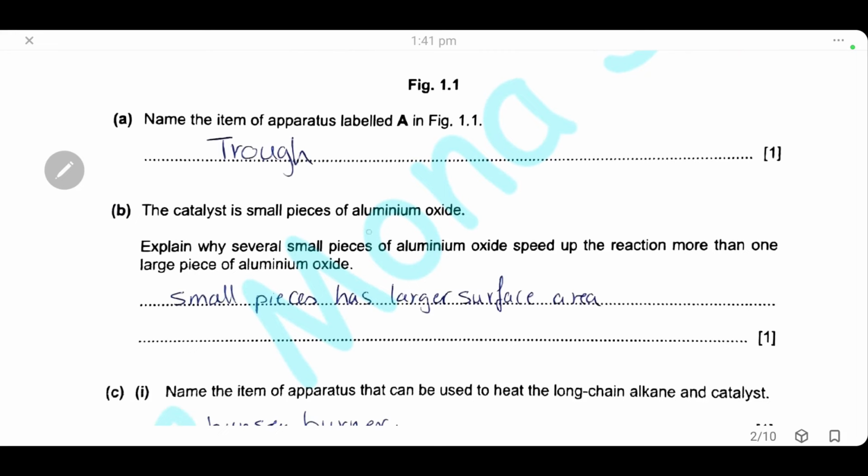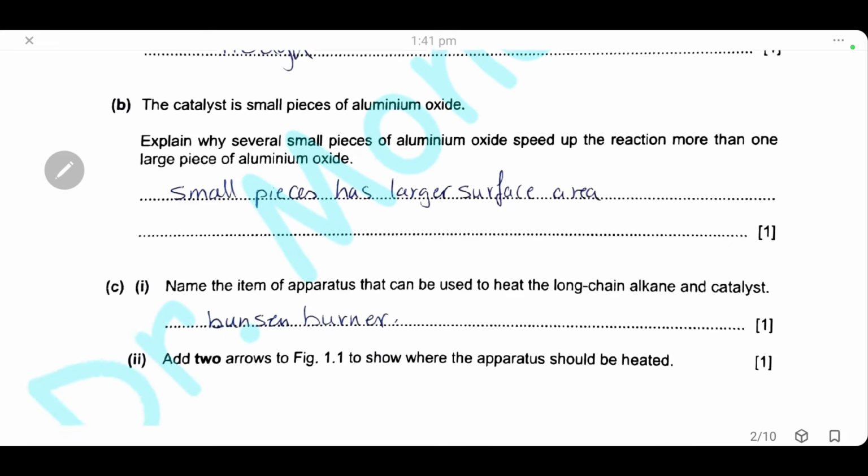The catalyst is small pieces of aluminium oxide. Explain why several small pieces of aluminium oxide will speed up the reaction more than one large piece. Of course, several small pieces of aluminium oxide have larger surface area than the one large piece, so increasing the surface area will increase the rate of reaction.